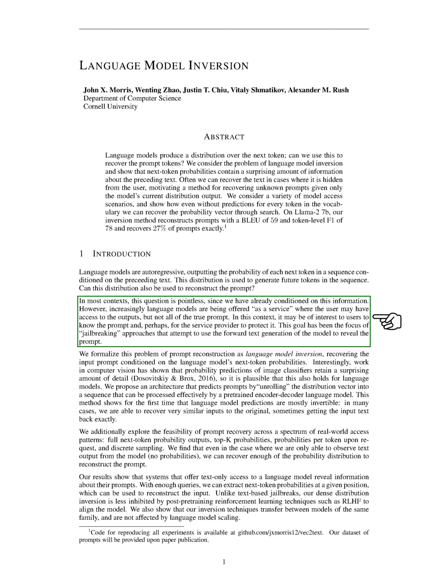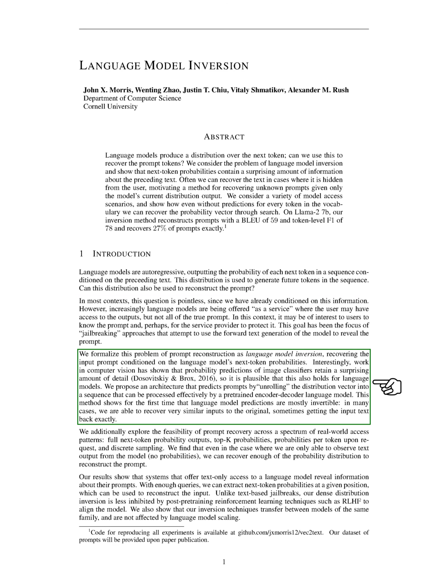However, with the rise of language models offered as a service, users may not have access to the full input sentence. In such cases, it can be useful for users to know the input and for the service provider to keep it private. Some methods, known as jailbreaking, try to use the model's text generation to uncover the input. We define this problem as prompt reconstruction, where we try to recover the original input based on the model's next word predictions.